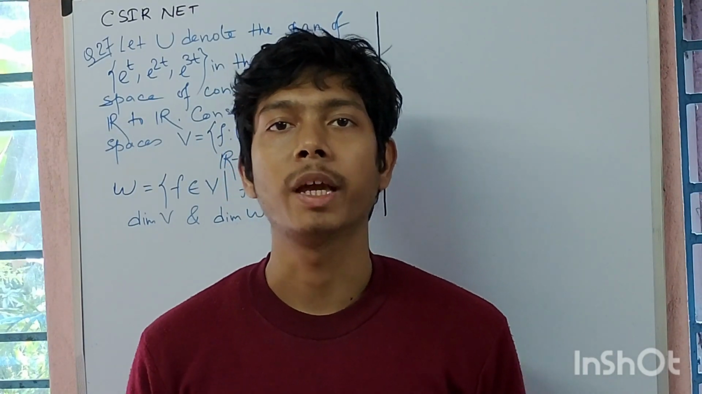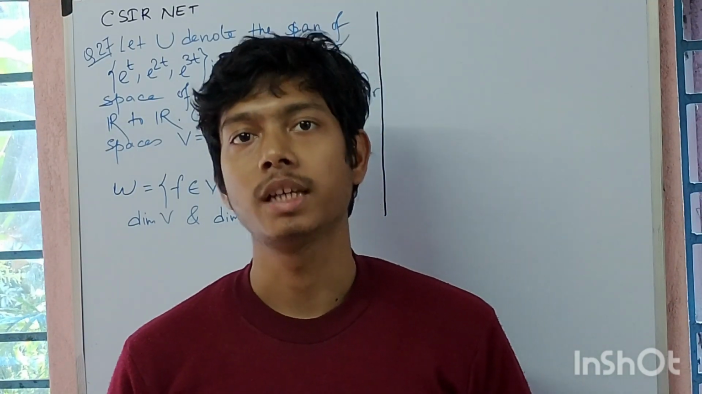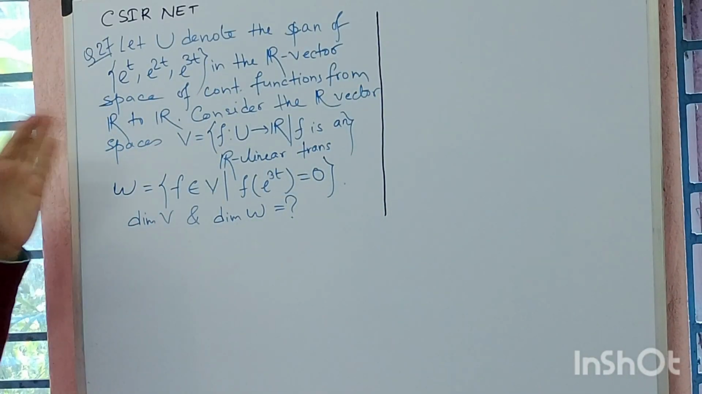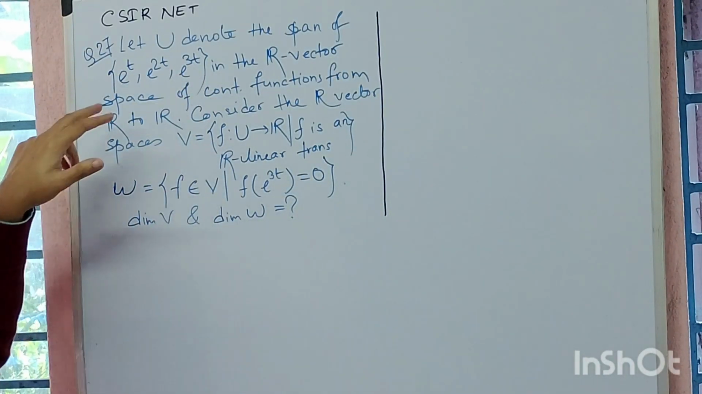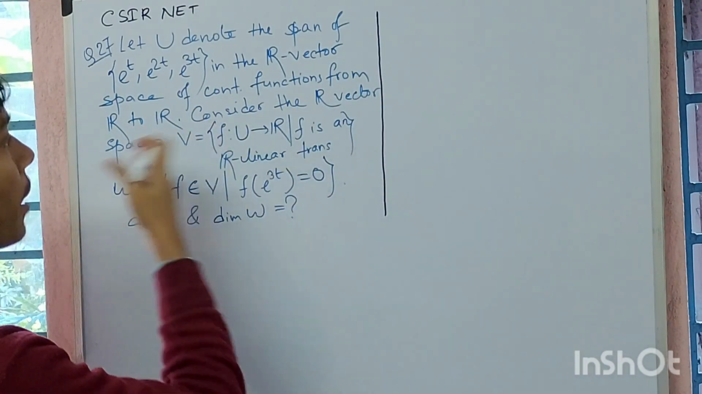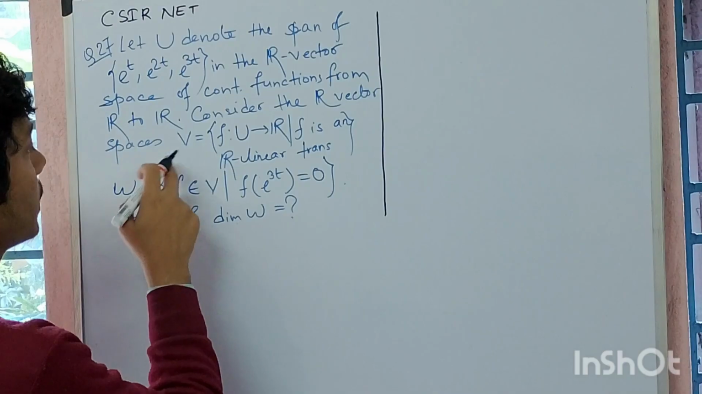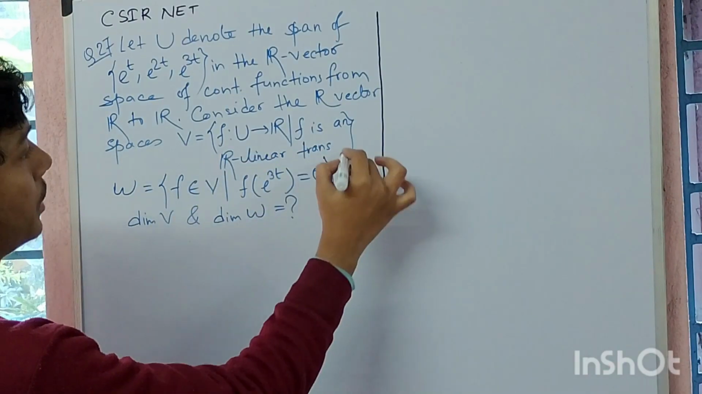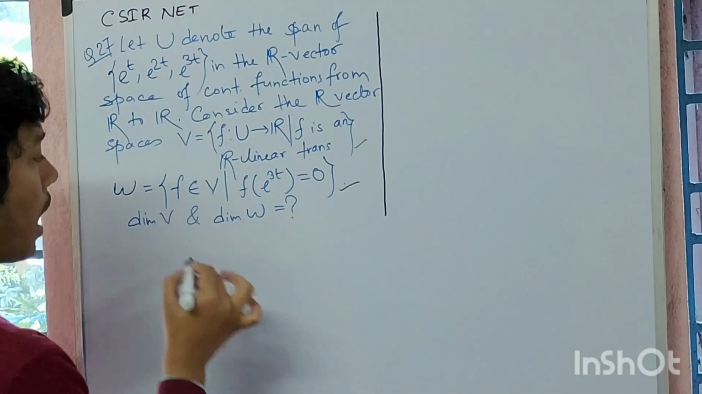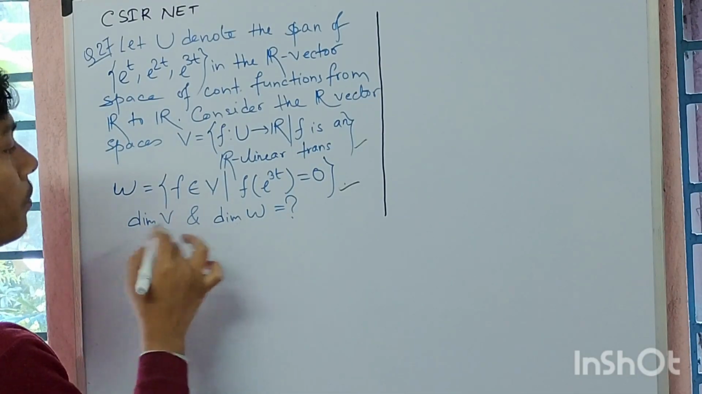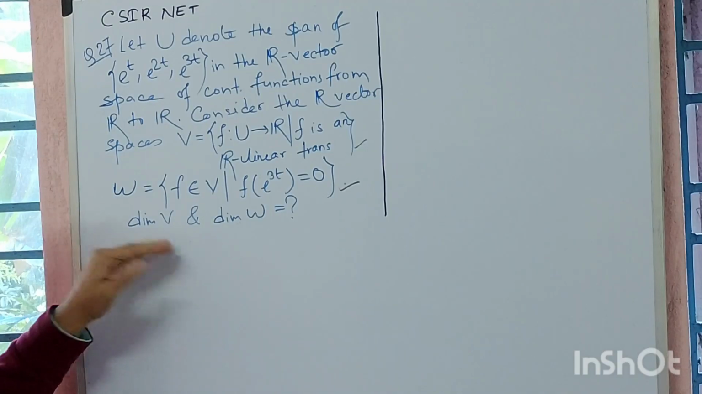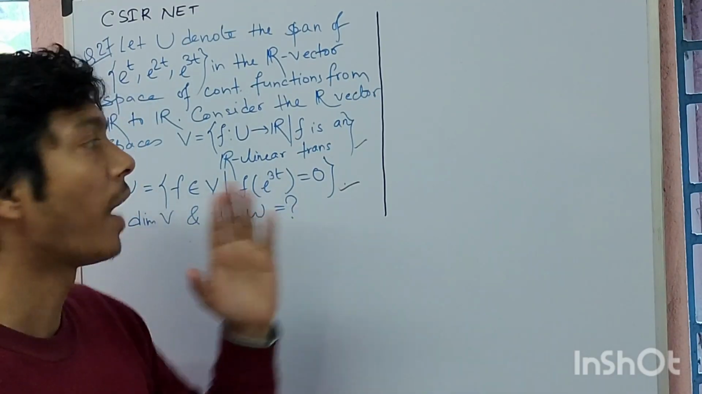Now I am going to solve a beautiful problem that came on CSIR NET. It's basically based on linear algebra. It has been told that U denotes the span of this set in the real vector space of continuous functions from R to R. Consider the R vector space V, defined as follows, and W is defined like this. I have to find out the dimension of V and the dimension of W. There are four options about the dimension of V and dimension of W. So basically I have to find out these two.